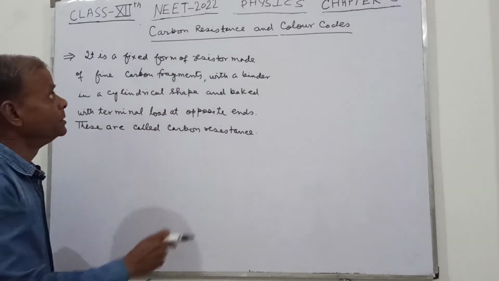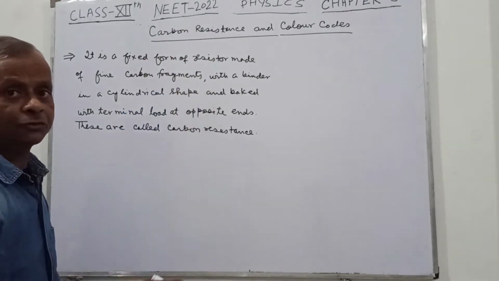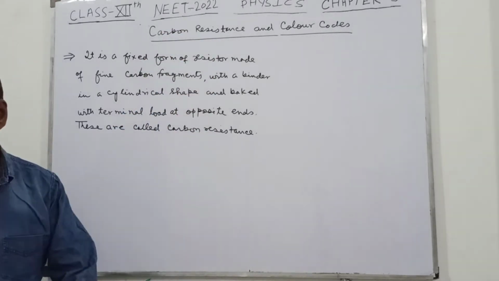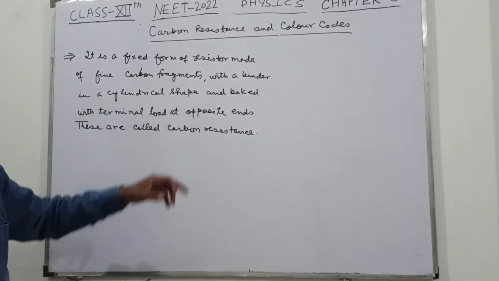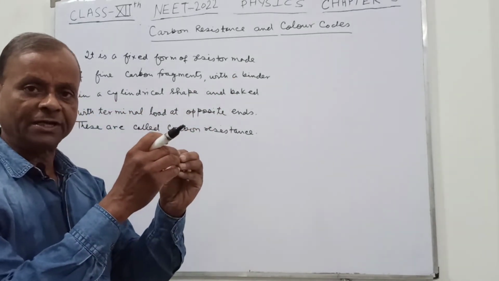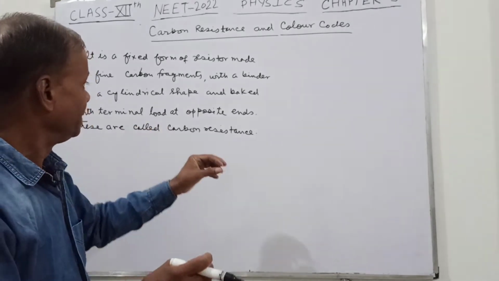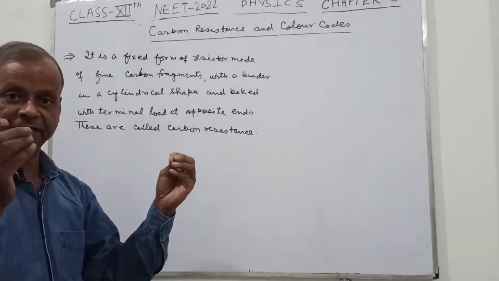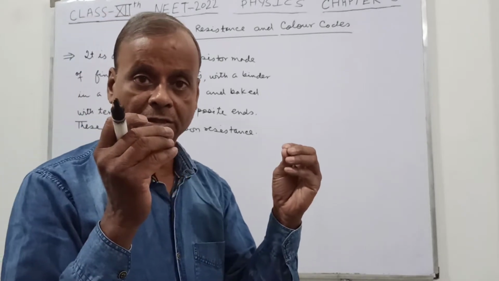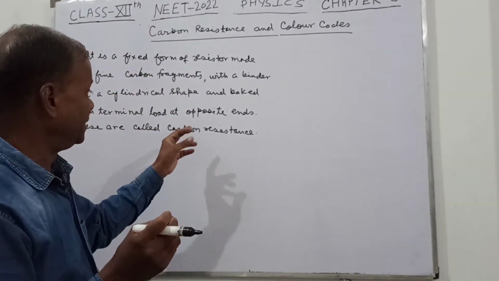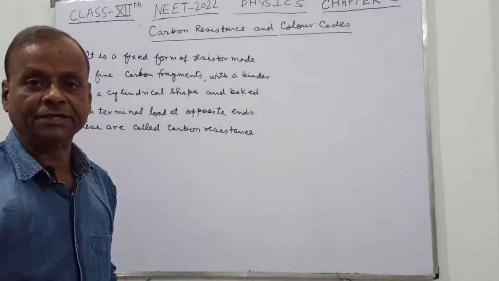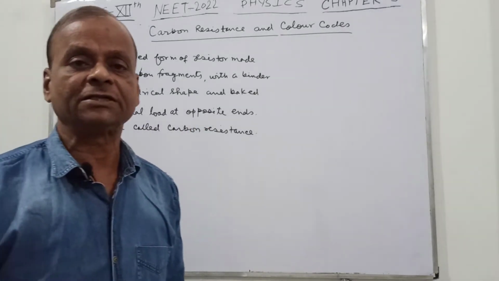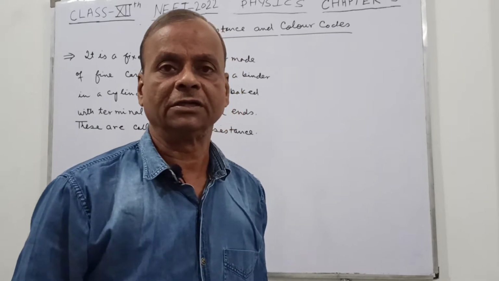Since the name is carbon, this is made of carbon fragments with a binder in a cylindrical shape. So they are kept in a cylindrical shape with binder and then baked. At the ends of this cylinder we have the terminal nodes at the opposite ends. Because of that, they are called carbon resistors.